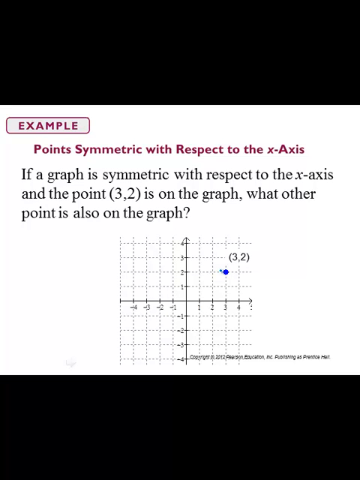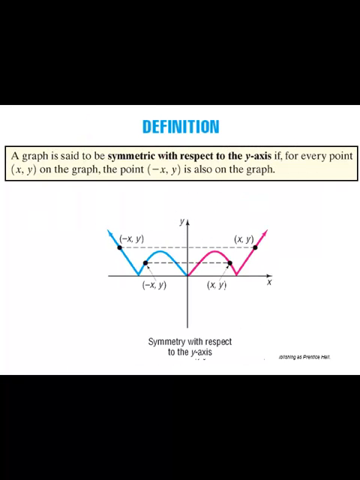The graph is symmetric with respect to the x-axis. Well, that means 3 comma negative 2 will also be on the graph. It's a mirror image across the x-axis. So there we go. Now, we could have symmetry with respect to the y-axis, in which case the y-axis acts as a mirror.